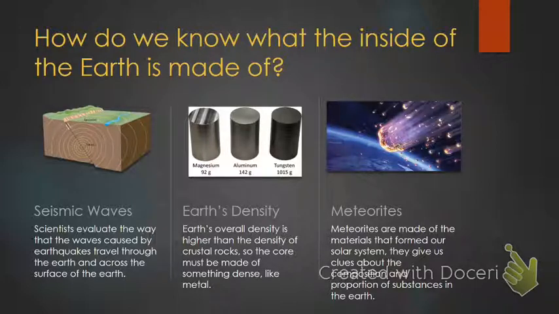The other thing is that we know what meteorites are made of, and meteorites were part of the early solar system. Meteorites are made from the materials that formed in the early solar system, and so they give us clues about the composition and the proportion of the different substances that make up the Earth.